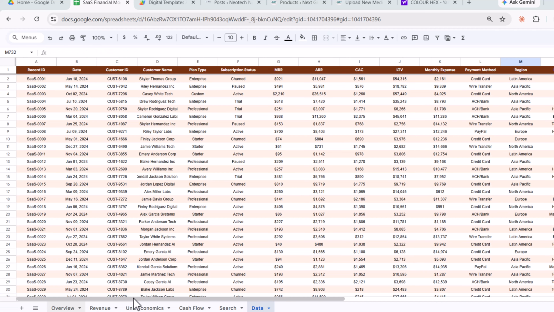This is where all your raw data lives. You can see columns for record ID, date, customer ID, plan type, customer name, subscription status, MRR, ARR, CAC, LTV, monthly expense, payment method, region, and industry. Simply update this sheet with your own data and the entire dashboard will refresh automatically.